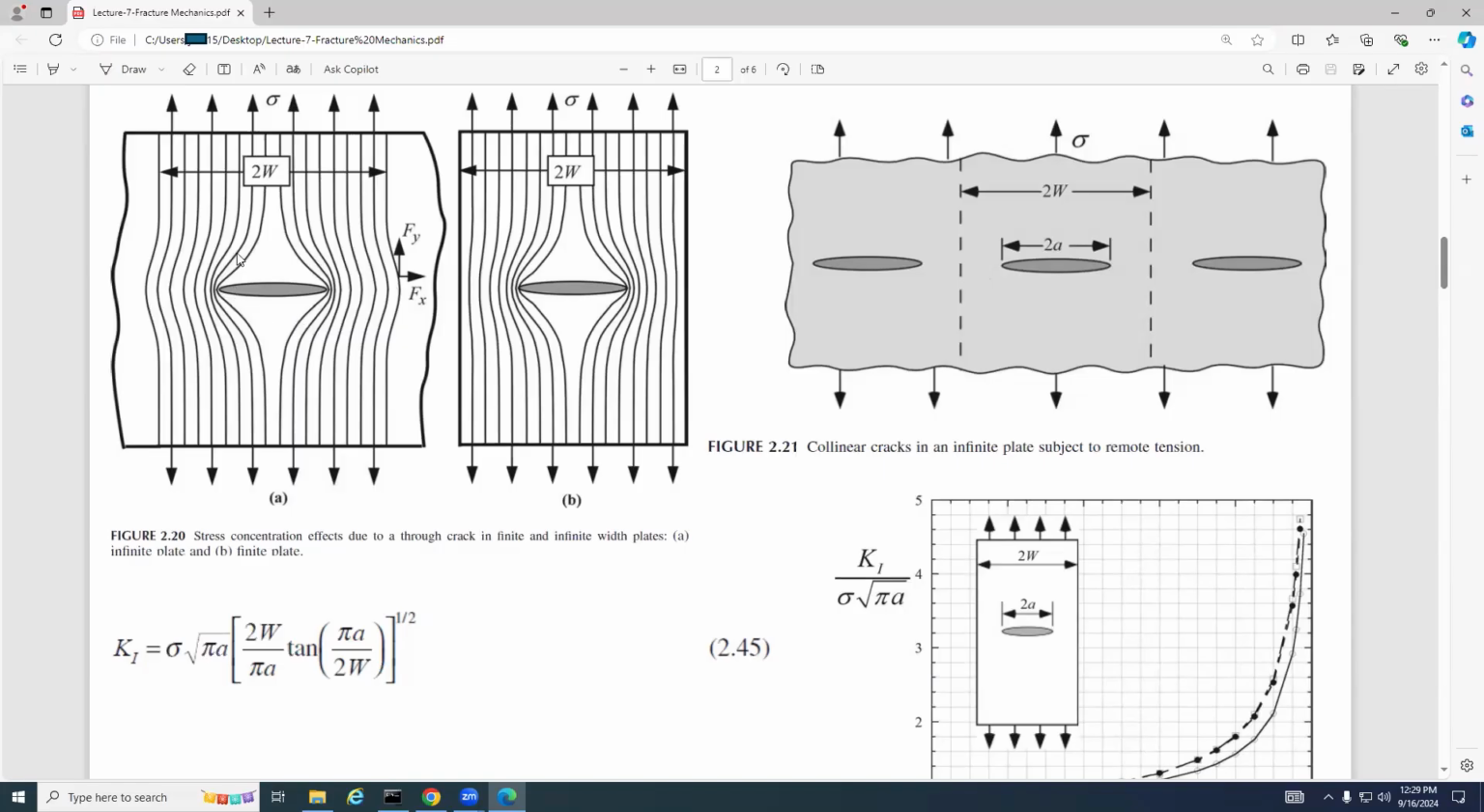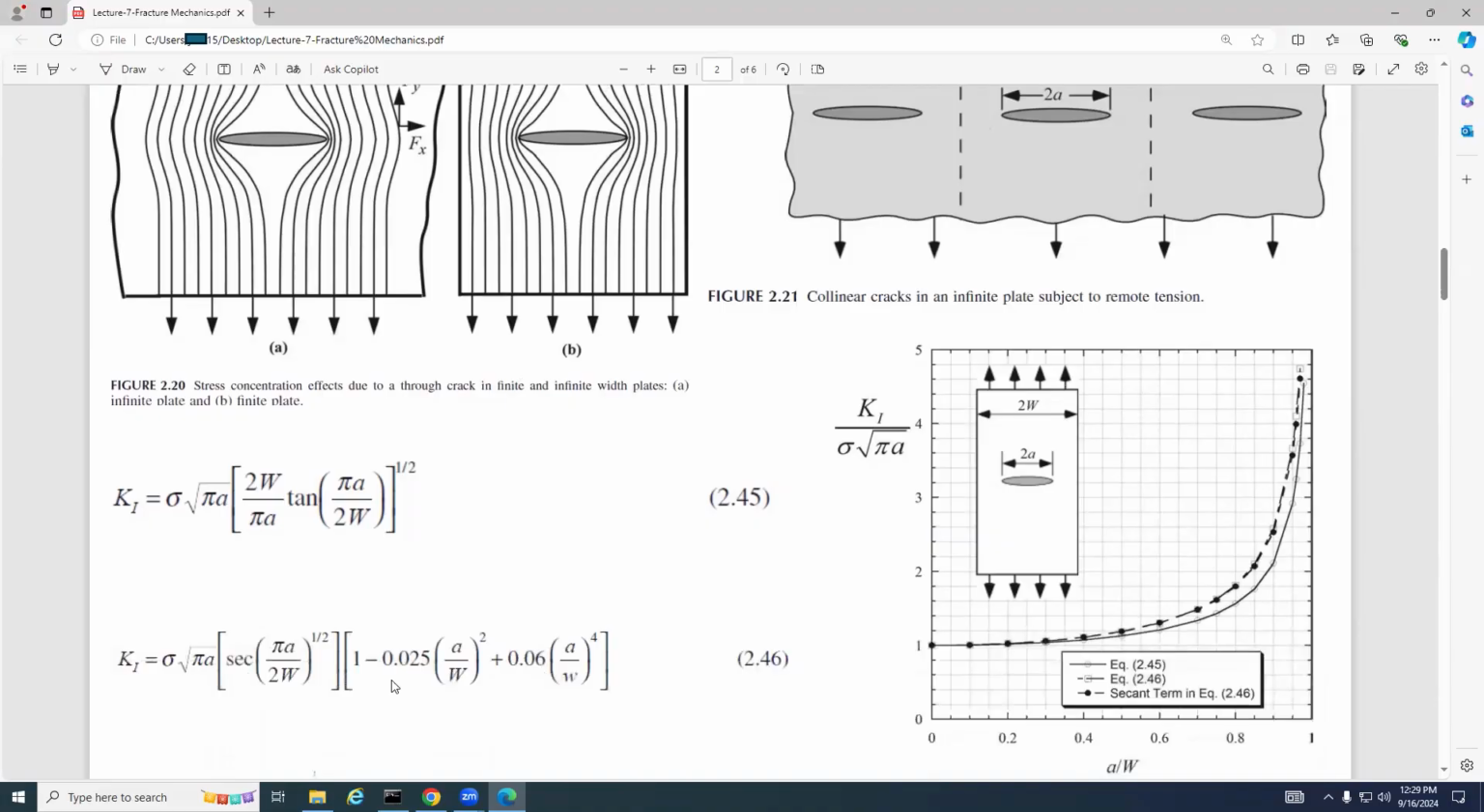This one shows infinite. You can see this guy and this guy are different. Do you sense the difference? You can see here is still quite straight. These two equations are for this finite width. And what's the difference? The second one is more accurate. It is obtained using the FEM. Can you write down? Equation 2.46 is more accurate, and it is obtained using FEM, the finite element method.